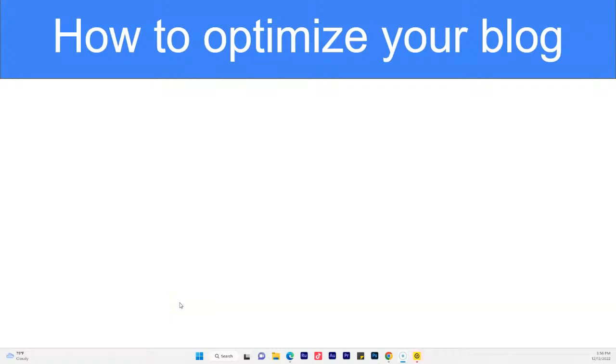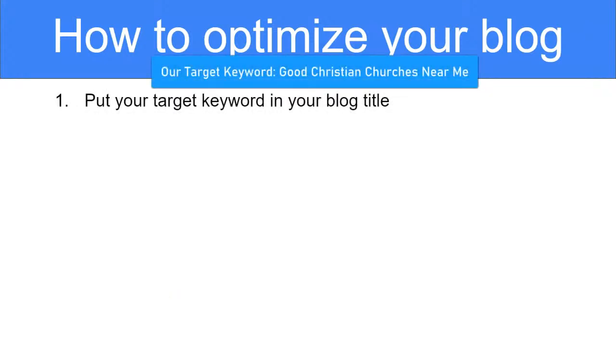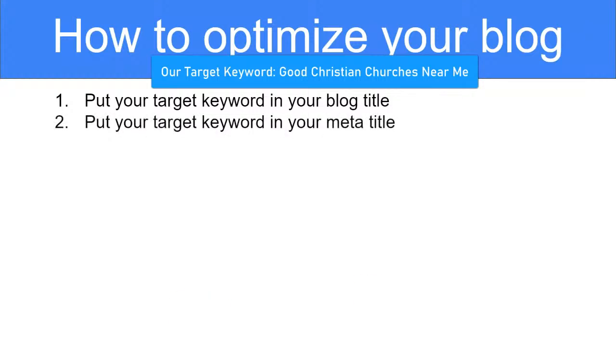Here are the 12 steps that you want to take in optimizing your blog for the search engines. Number one, you want to put your keyword in your blog title. So our targeted keyword is good Christian churches near me. So we want to put that keyword in our blog title. Number two, you want to put your target keyword in your meta title.